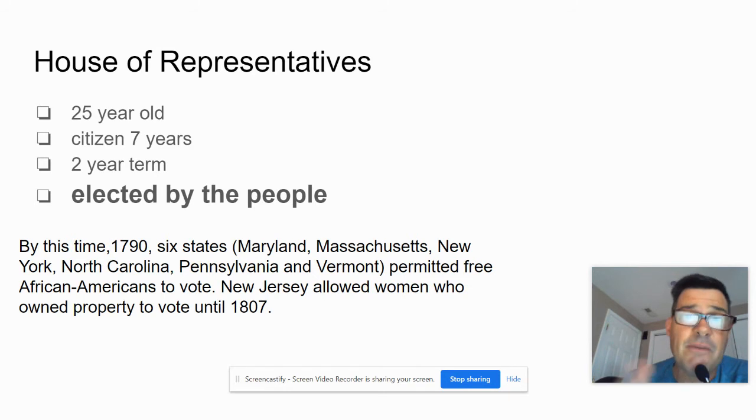It's very important to keep historical context, because we could look back at our time period and go, man, they were way behind. Yes, compared to today they were, but compared to everyone else in the world at the time, America was way ahead in terms of the number of people who could vote.